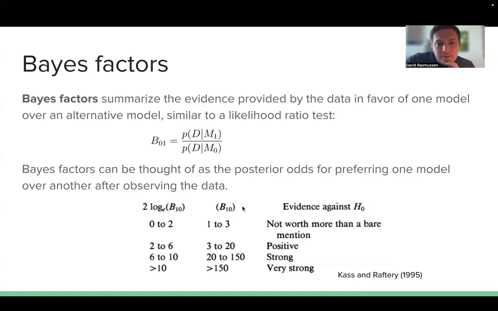People have very standard guidelines for how you would interpret these Bayes factors. Generally, Bayes factors between 1 and 3 are considered to be weak support, because those are relatively small odds that one model outperforms the other, whereas Bayes factors above 3, and certainly above, say, 10 or 20, are considered to be strong evidence that one model fits the data better than another model.